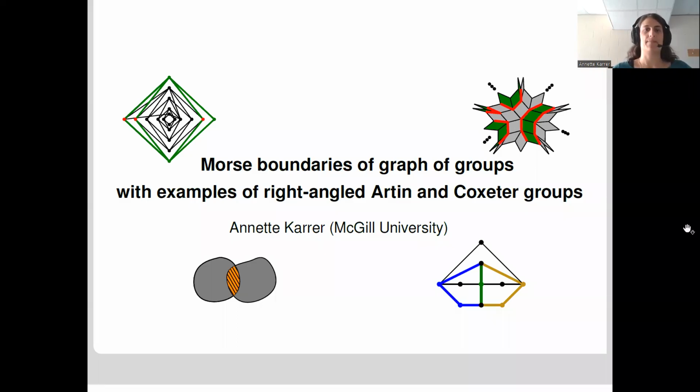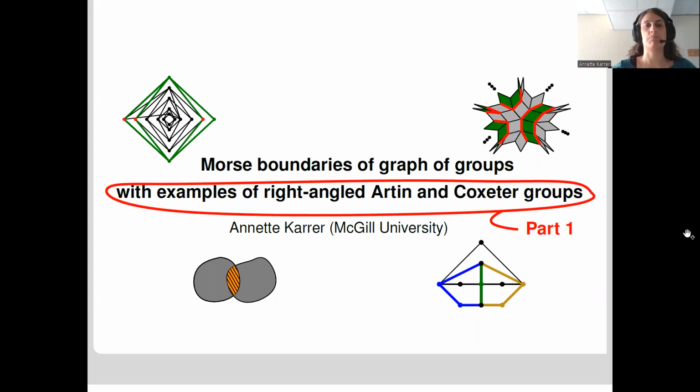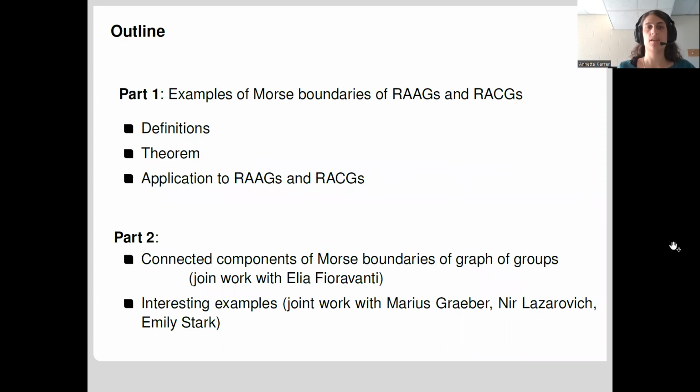Hi, I'm happy to be here and to speak about Morse boundaries of graph of groups with examples of right-angled Artin and Coxeter groups. This is part 1, where we focus on the examples. And this here is a general outline of both parts. In part 1, we will focus on the examples, as I said before.